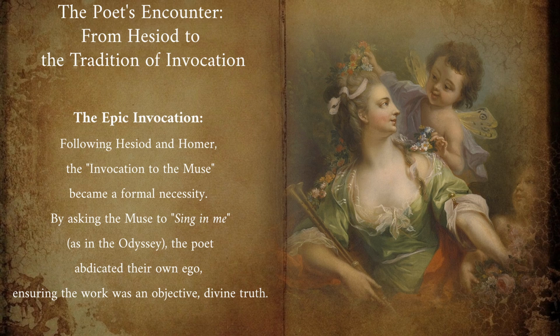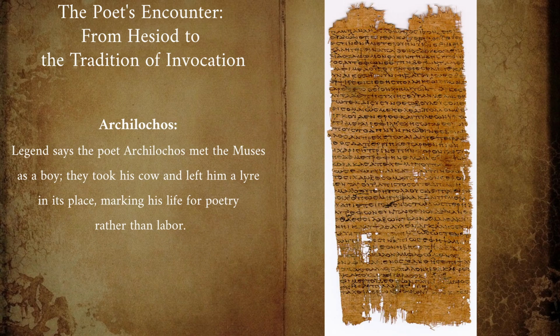Then the epic invocation. Following Hesiod and Homer, the invocation to the muse became a formal necessity. By asking the muse to sing in me, as in the Odyssey, the poet abdicated their own ego, ensuring the work was an objective divine truth. And Archilochus. Legend says that the poet Archilochus met the Muses as a boy. They took his cow and left him a lyre in its place, marking his life for poetry rather than labor.